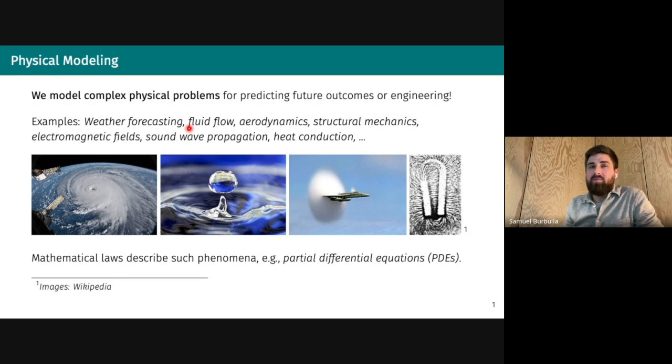It's also interesting to model sound wave propagation or heat conduction, a lot of such physical processes which have a high relevance, in particular in engineering. And what they have in common is that we have mathematical laws to describe such phenomena. Usually, we use partial differential equations to describe those.